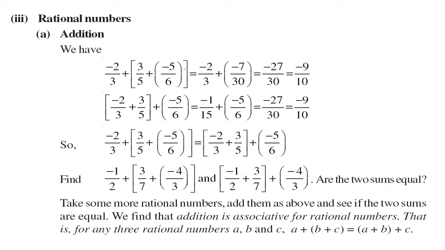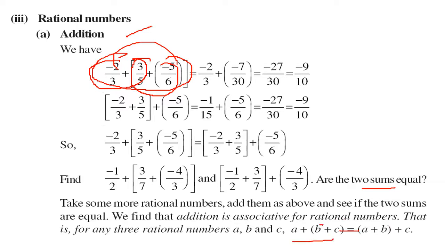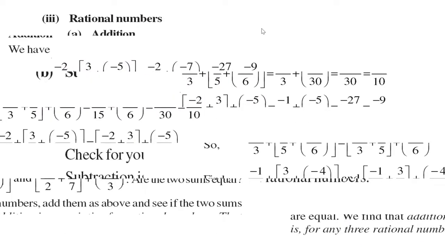Rational numbers. When it comes to addition, when we add in this way, I'm adding these two first, or I can take these two together. If we see the results closely, these two sums are equal, or rather any other way you can combine these, the results will be the same. So addition is associative for rational numbers. So a plus b plus c means b plus c you are adding first, and a plus c you are adding here. These remain the same.